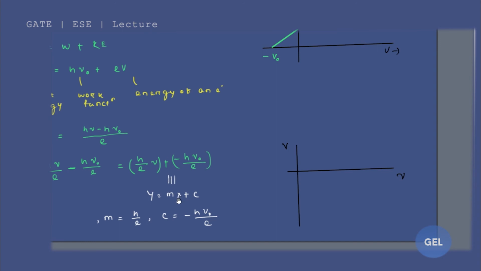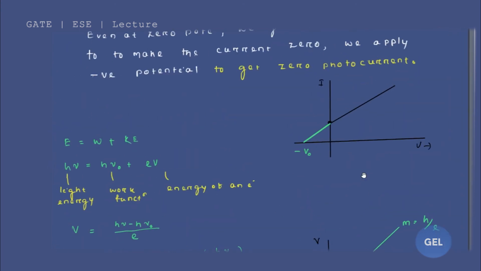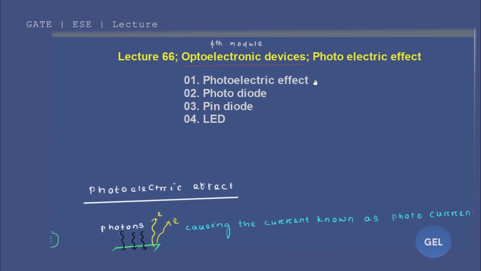That means if you put the value of x equals to 0, the value that you get is nothing but the point at which the graph is going to intersect the voltage axis. Now the graph will become somehow like this. Look here. So this point is going to be h nu naught by E. This graph is very important, my dear friend. Now this m value, the slope of this line, is nothing but h by E. Absolutely correct.